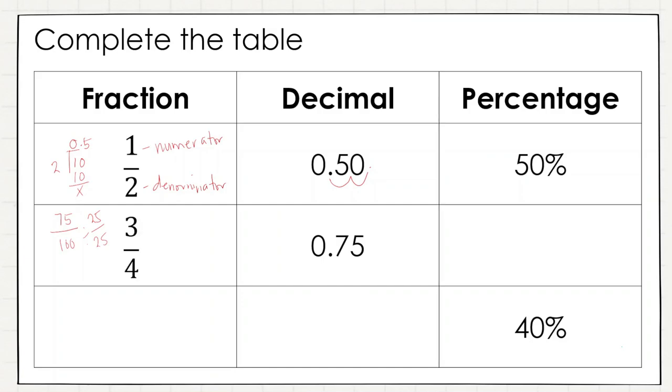So again, to convert decimal to percentage, what we're going to do is to multiply it by 100. 0.75 times 100, or we're going to move the decimal point 2 places to the right. So that is equivalent to 75%.